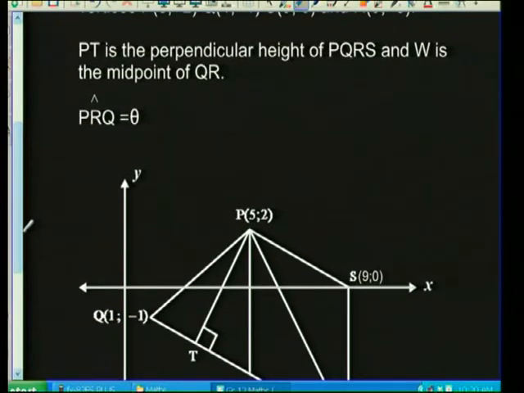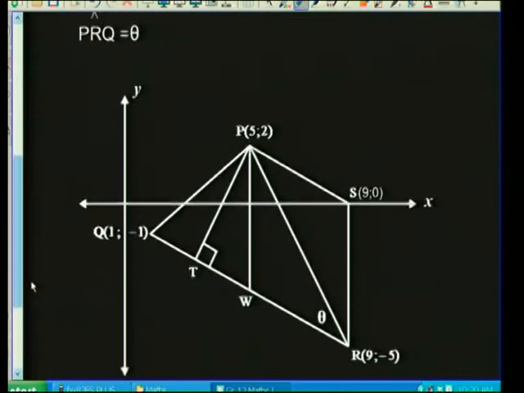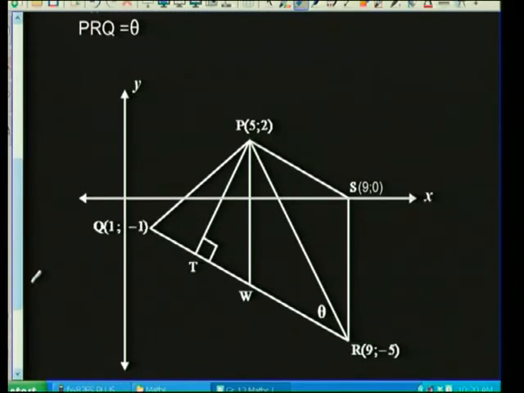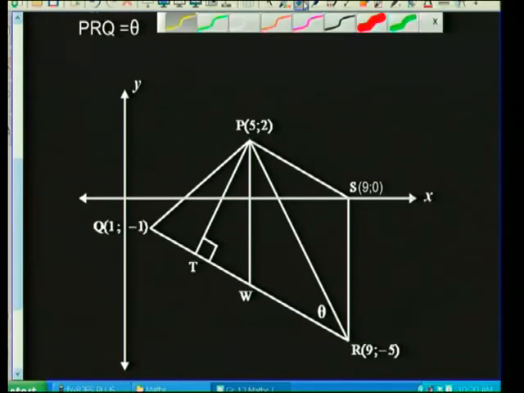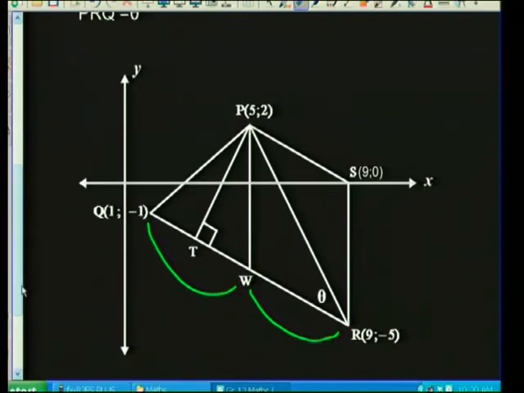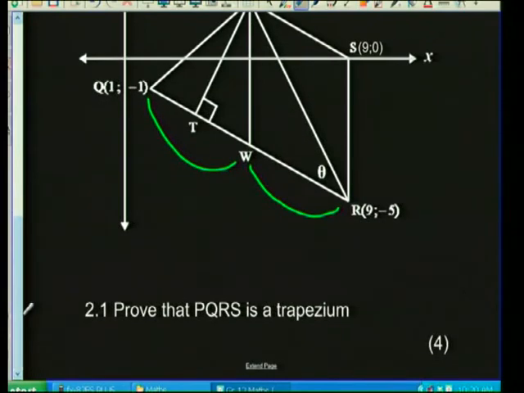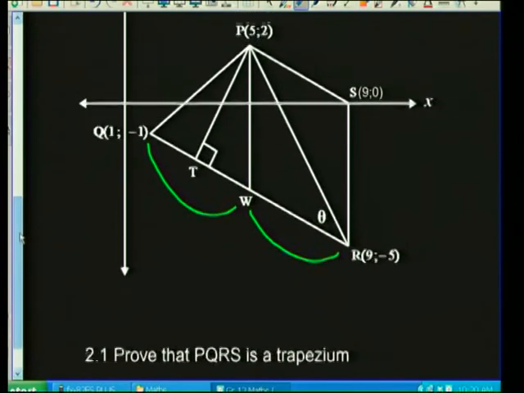They tell me that PT is a perpendicular height of PQRS, and W is the midpoint of QR. That may be important later on, although I know we were pressed for time, so we haven't done the entire question too. So there's some piece of information in the diagram that we don't actually refer to in this question. Okay, so let's just see where they're taking me. First question, prove that PQRS is a trapezium.